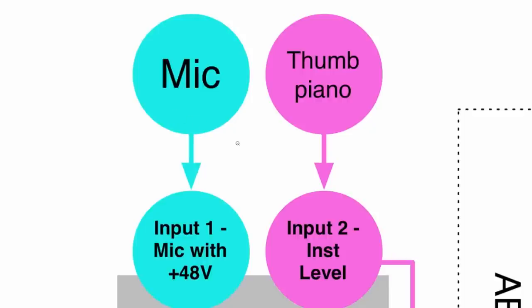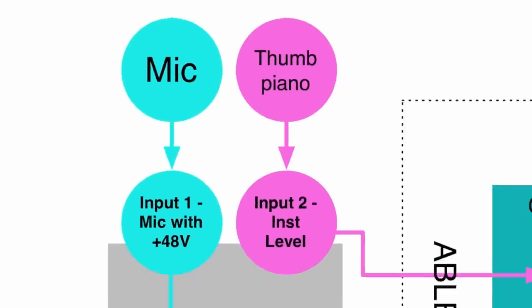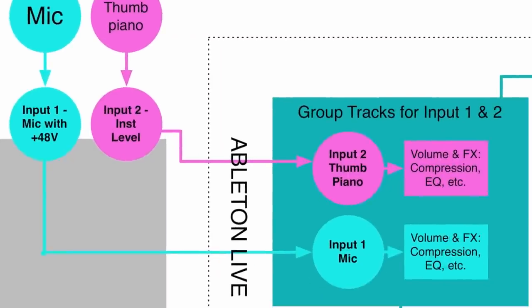So we've got our microphone input and our thumb piano input. They're both inputting on the sound card. One's got phantom power, one is instrument level. And we're going to come in and we're going to go into Ableton now. So what we're going to do is group these tracks here, and we group them in such a way that we can control both of them and send both of them wherever we like.